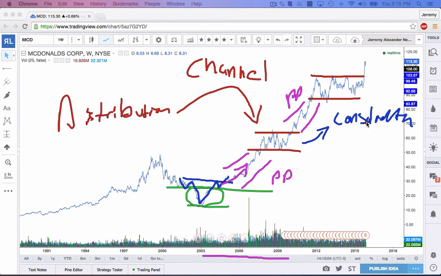McDonald's was in a distribution phase again since like 2012 to about 2015. And ladies and gentlemen, in my personal opinion, it appears that McDonald's, now this is not 2000, not 1997, not 2008. This is today, November 19th, 2015. What phase of the market does it appear that McDonald's is in? What do you guys think? A little bit of public participation phase, it looks like.